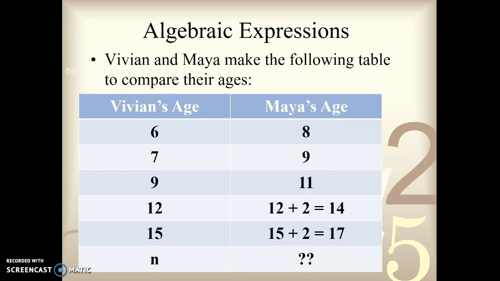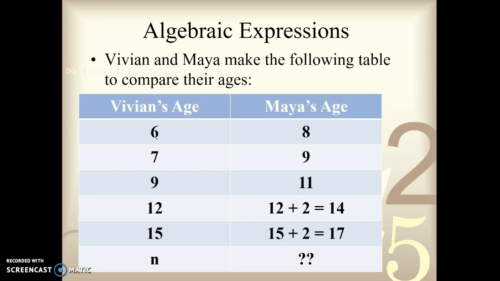All right, let's look at your notes. Vivian and Maya make the following table to compare their ages. If Vivian's age is 6, Maya's age is 8. If Vivian's age is 7, Maya's age is 9. If Vivian's age is 9, Maya's age is 11. Are we seeing the pattern here? When Vivian's age equals 12, Maya's age equals 12 plus 2, so 14 years old. When Vivian is 15 years old, Maya is 15 plus 2, or 17 years old.